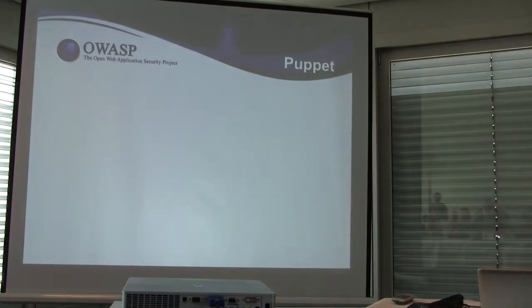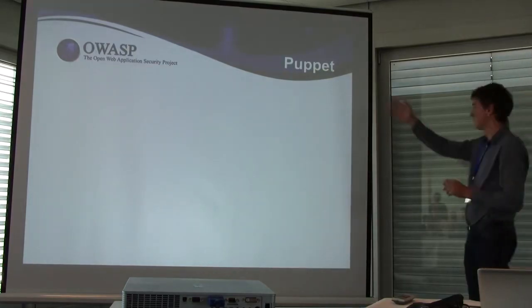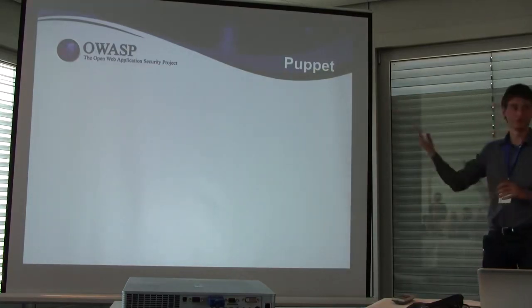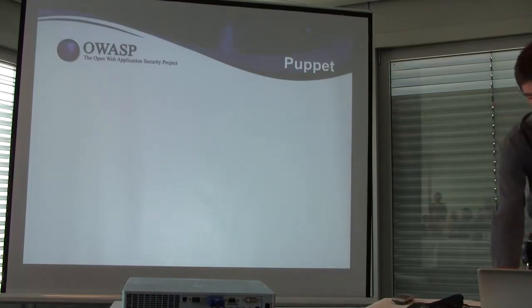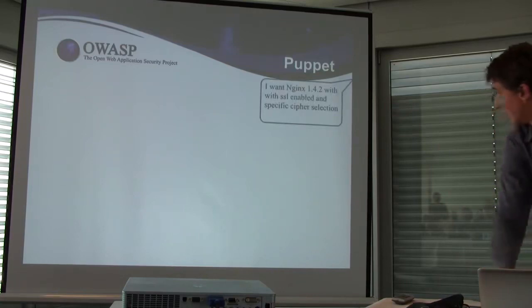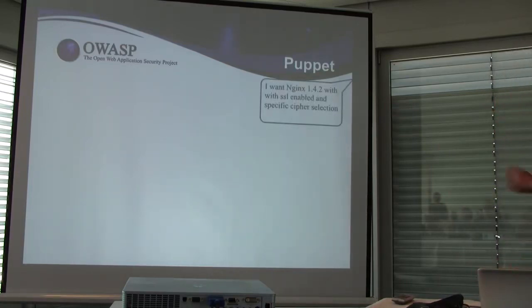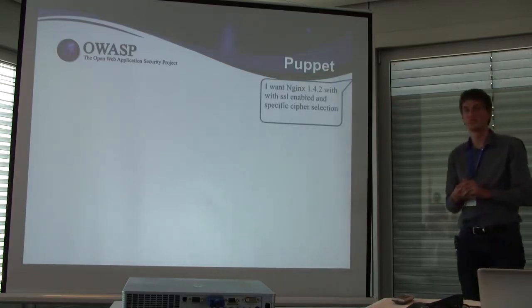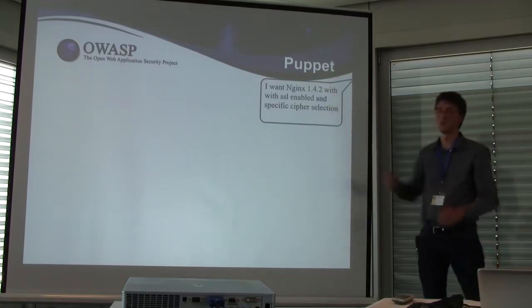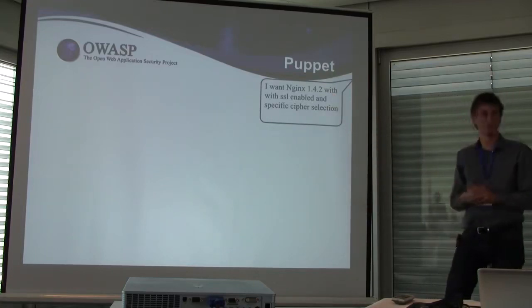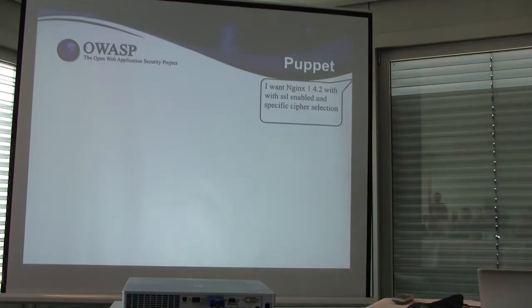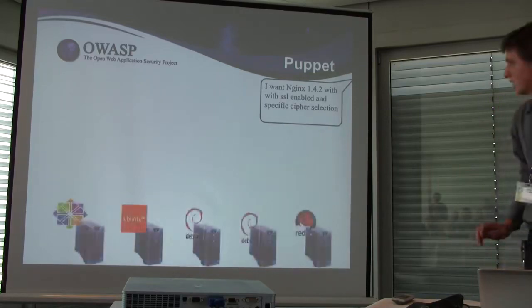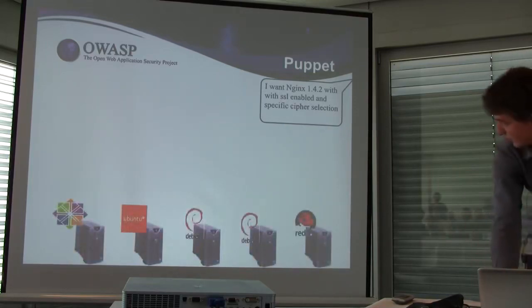More concretely, in this talk and in the demos a bit further on, we're going to use Puppet. I'm going to try to explain the basic concepts using an example. The example is: I want to set up a server with Nginx, a specific version, 1.4.2, with SSL enabled and some specific cipher selection to select some secure ciphers. What do I need to do in Puppet? I want to apply it on a bunch of servers.